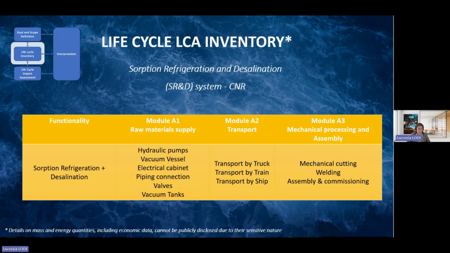For the same reason as before, we cannot show the quantities, the dataset, or the amounts currently present in the inventory of the LCA, but the idea is again to show how it has been split. So for module A1, we account for hydraulic pump, vacuum vessel, and vacuum tank, the electrical cabinet, piping connection, and valves. The transport was split between 3 options, so truck, train, and ship, and the mechanical processing accounts for mechanical cutting, welding, and assembly and commissioning. So this module splitting considered the functionality overall of sorption, refrigeration, plus desalination.